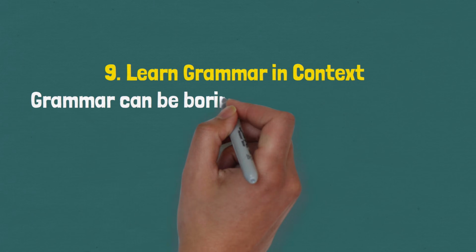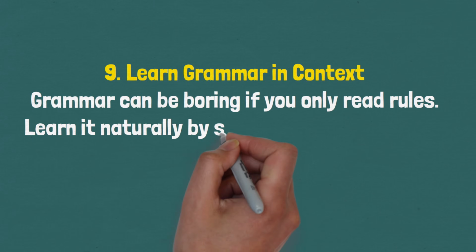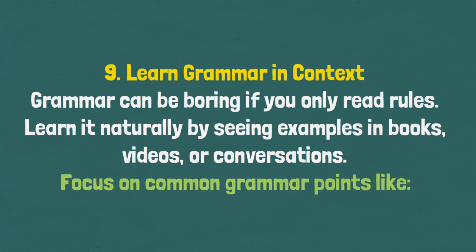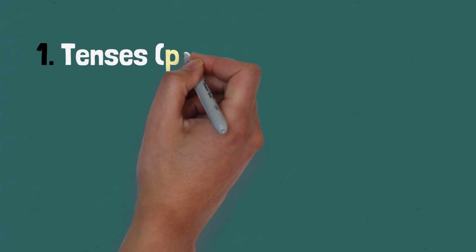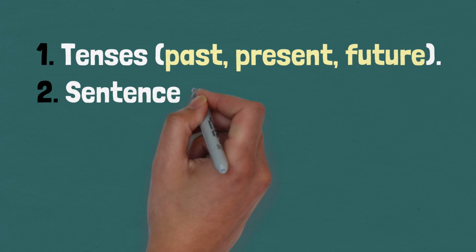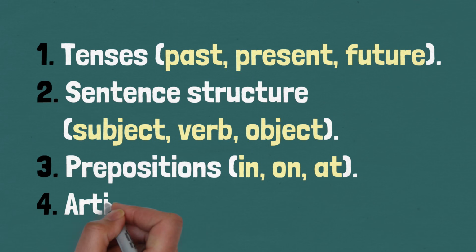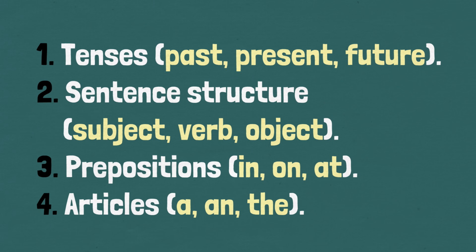9. Learn grammar in context. Grammar can be boring if you only read rules. Learn it naturally by seeing examples in books, videos, or conversations. Focus on common grammar points like tenses, past, present, future, sentence structure, subject, verb, object, prepositions, in, on, at, articles, a and the.